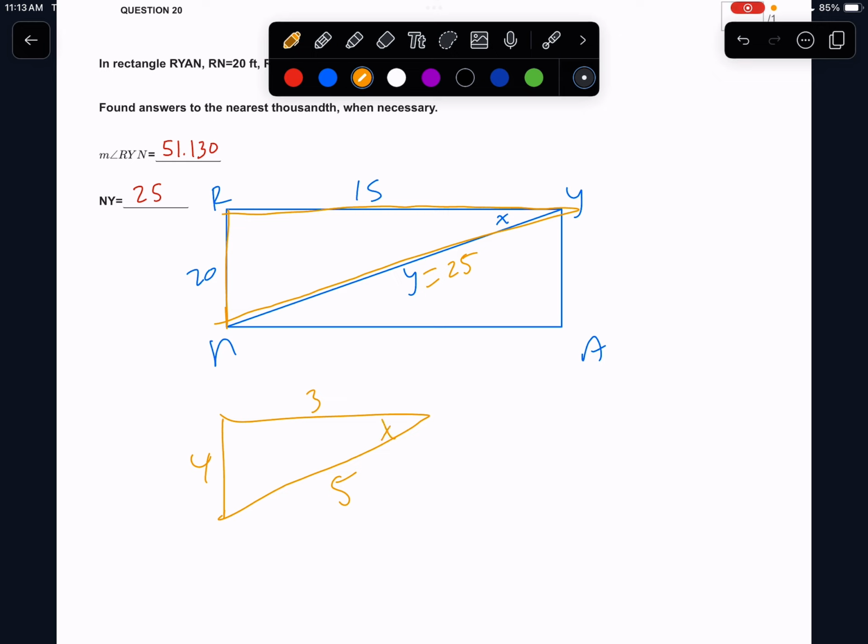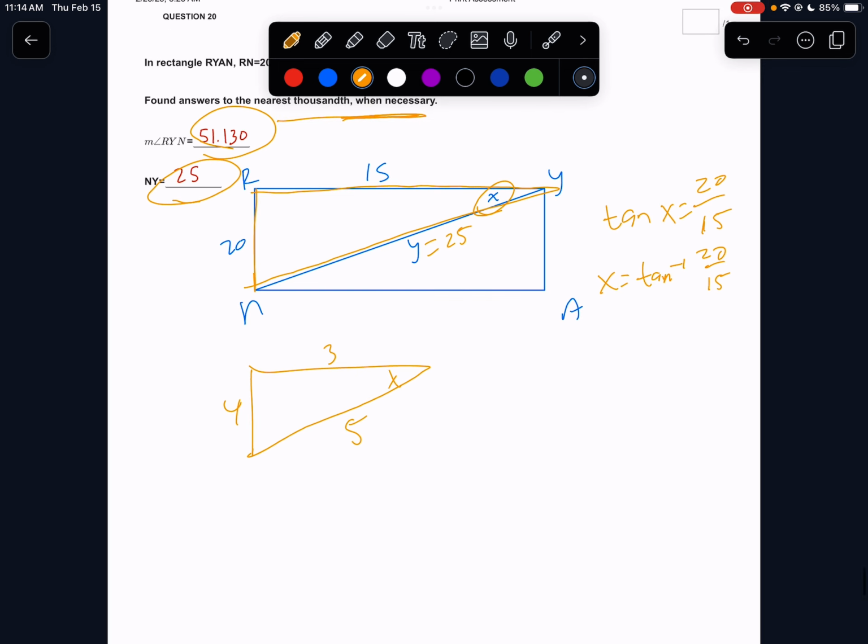And then I want this angle, right? This angle. So I'll do it on the original triangle, but the tangent of x would equal opposite 20 over adjacent 15. So x is the angle. We're going to do inverse tangent of 20 over 15. And I get 53.130. It says round to the nearest thousandths when necessary, and it was necessary. But this is a Pythagorean theorem. If you didn't do it that way, could you have done 15 squared plus 20 squared? Would that also get it? Yep.